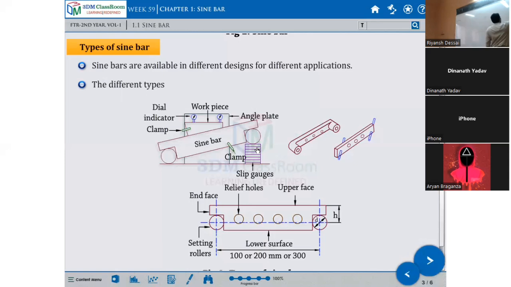So this is the length of the sine bar, maybe you can call it B, and this is the height of the slip gauge, you can call it A. And this is the angle formed, by using the trigonometric ratio, the sine ratio. What is sine theta?